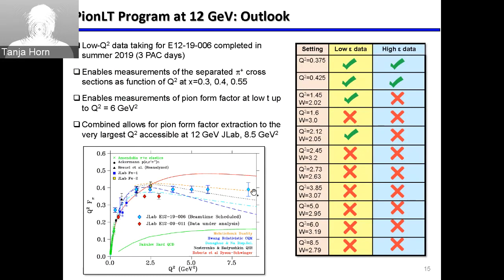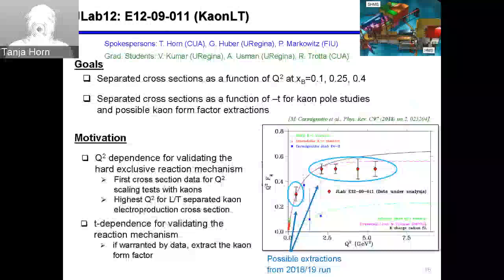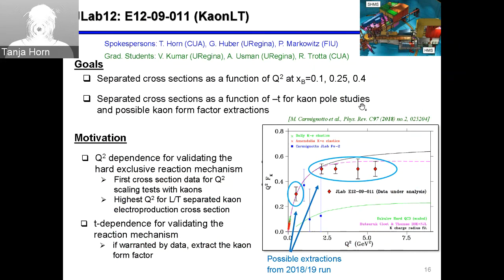All right, so switching to kaons now, as already mentioned. This is the experiment here, spokespersons listed. It's a similar goal: separated cross sections is, I guess, the name of the game in some sense. That's the power of these measurements, and then also studies of the reaction mechanism.